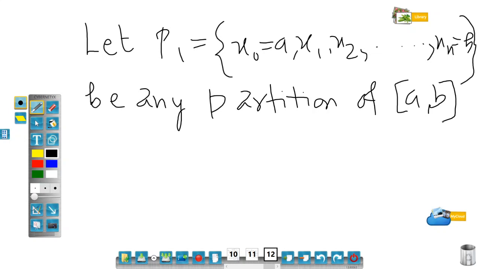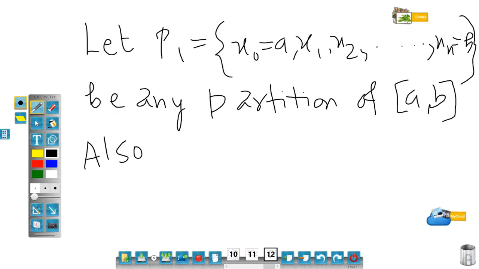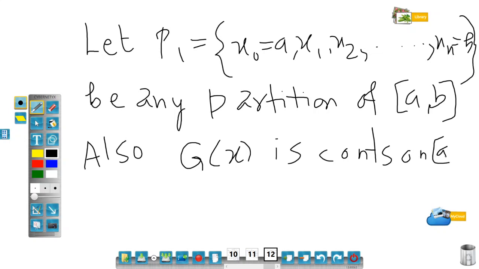So then, also, now I can talk about my g of x. My g of x is continuous. You can see it is continuous, since g of x is defined on closed interval a comma b, because x belongs to closed interval a comma b. Because f is continuous, g of x is continuous on closed interval a comma b. So if it is continuous, it implies it is R integrable.